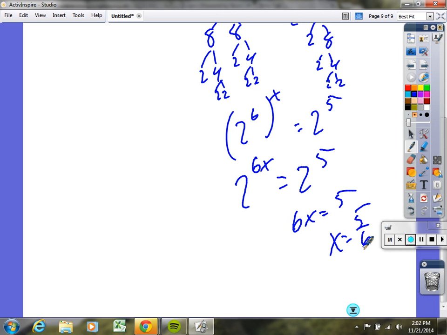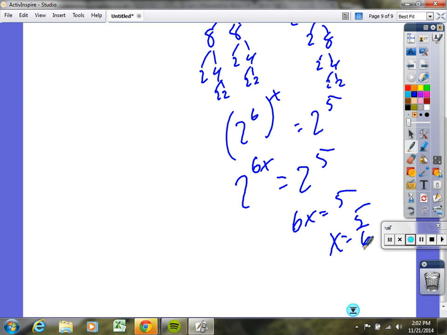Where did the 2 come from? Because see how this is, I don't know what power this is. But I do know this is 2 raised to the 5th. But you see how this is 2 raised to that 6x? So therefore, if I have 2 raised to 6x and 2 raised to the 5th, the bases are the same, therefore I know I have to have the same exponents that I just said on the board. Does that answer your question?